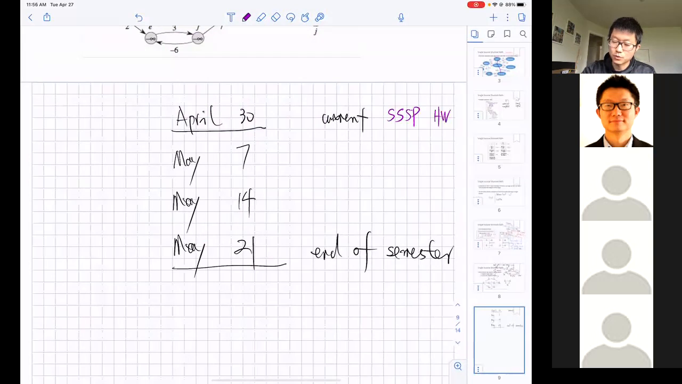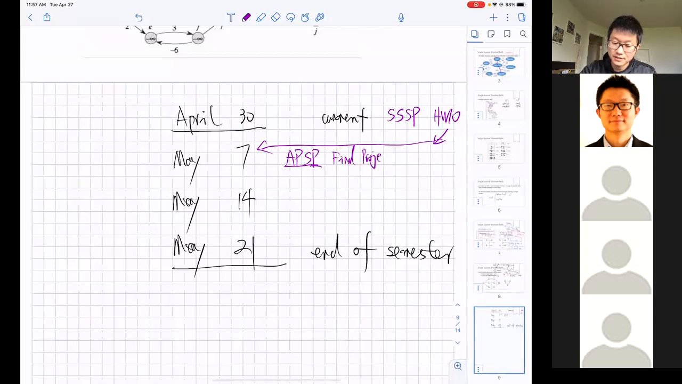And you have your homework 10. Your homework 10 is going to be due on this day, May 7th. And the next week, I'm going to present another topic for you, called all pair shortest path. It's a new topic, and that lecture is going to be relatively short. I'm going to use one lecture to present this algorithm for you, and then you will have your final project.